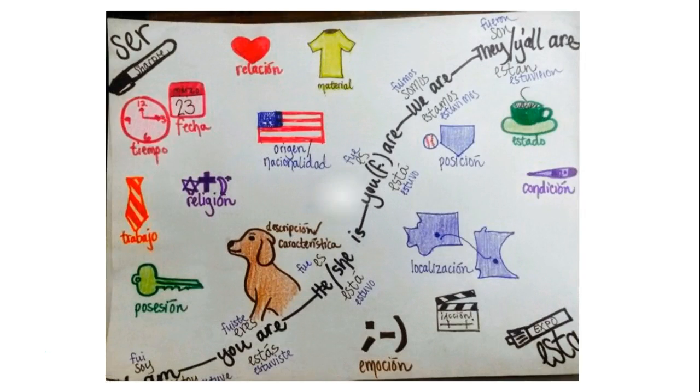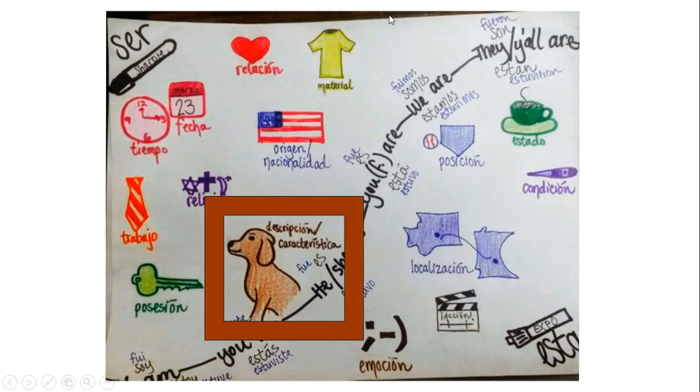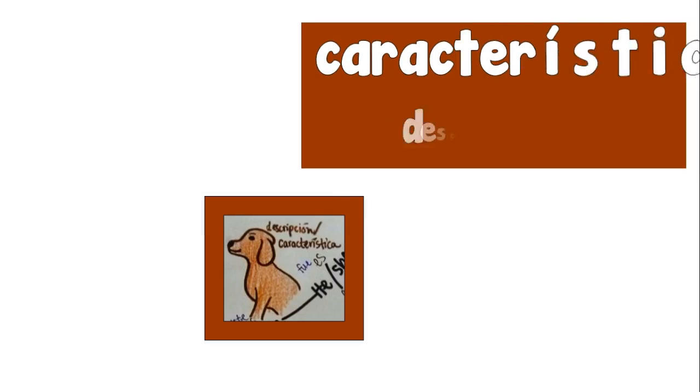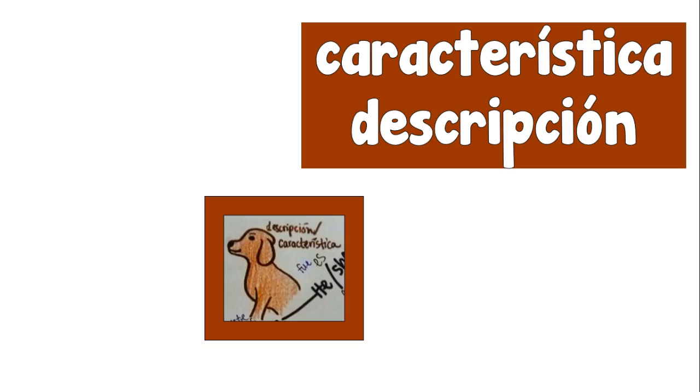And if you weren't in class today, we started making this chart. We began with ser, but we're leaving room for estar over here. So today we're going to review the different uses of the verb ser. We're going to start with description and characteristic. This is probably the one that you're most familiar with because it's what we learn in Spanish 1.